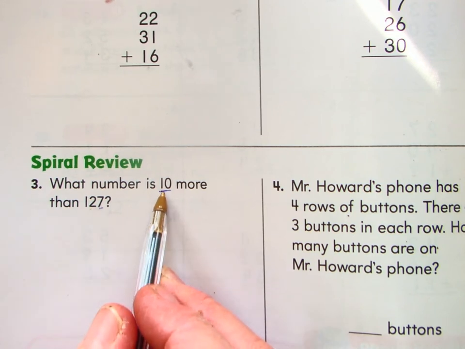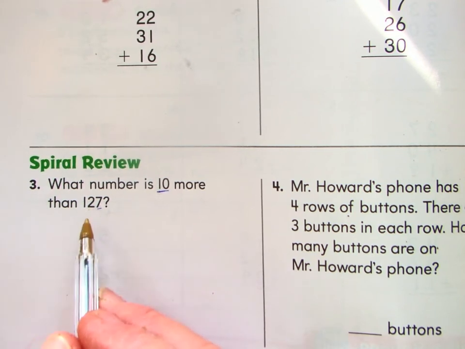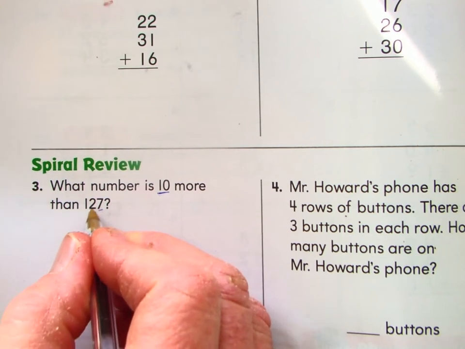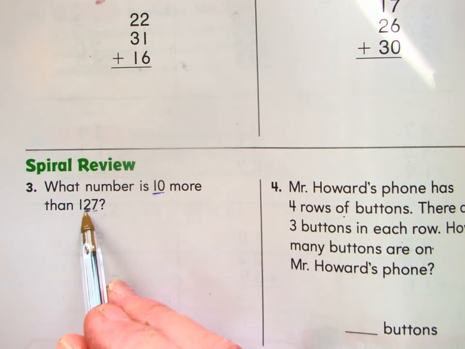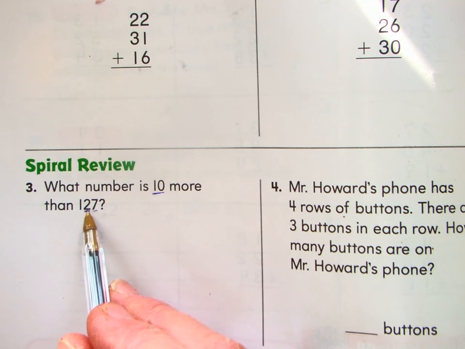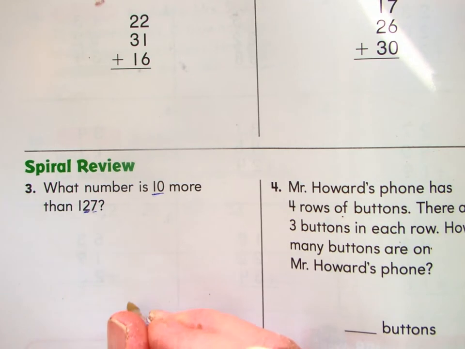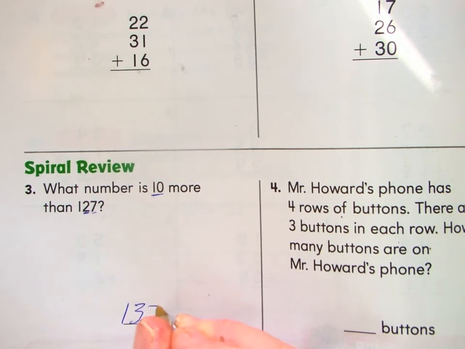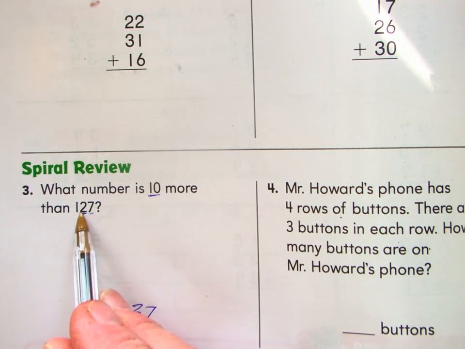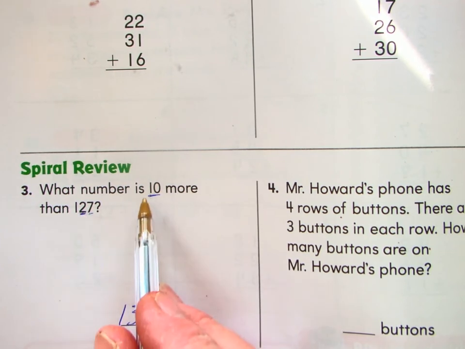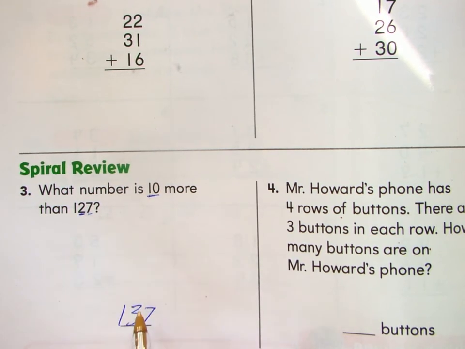Okay, if it's 10 more, it means you get another 10. How many tens are there now? 2. So if you get 10 more, you get one more 10. The 2 becomes a 3. One more 10 would mean 3 tens. 137. Una de 10 más es una decena más. Estas son las decenas. Hay 2 decenas. Por eso, una decena más son 3 decenas.